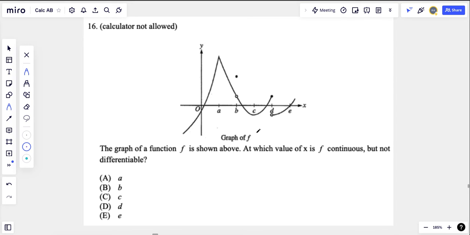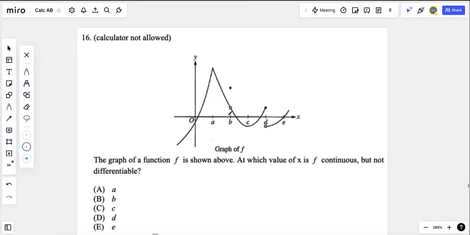Okay. So at which value of x is f continuous but not differentiable? When I think of continuous but not differentiable, I'm thinking there's a cusp. When there's a cusp, it means there's a sharp point. Something like this is a sharp point, this is a sharp point, this is a sharp point. That's what they're looking for.